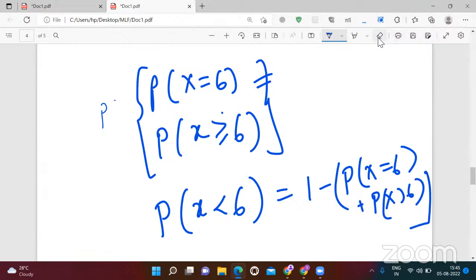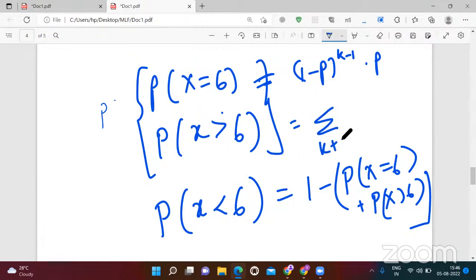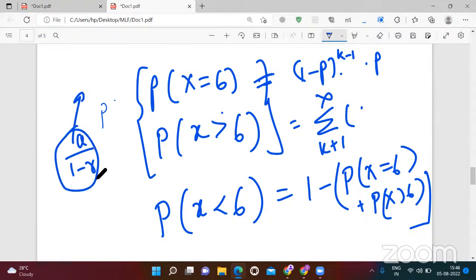Right? Yes. So you have to calculate this. What is this one? This is simply (1 minus p) to the power k minus 1, into p. And here you have to do the summation from k plus 1 to infinity. It's the same thing, it will be a geometric series. The formula for a geometric series is a upon 1 minus r. You need to see what is the value of a, the starting point, and what is the r here. The r is 1 minus p, so you'll get something. Whatever you get, you add up the two things and subtract it from 1, you'll get the value.